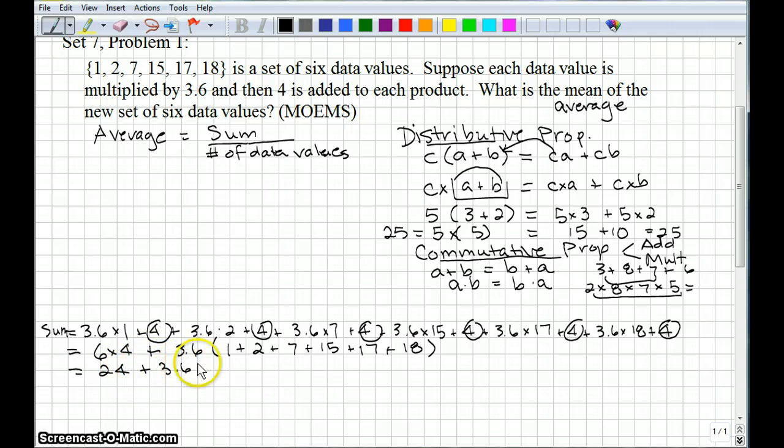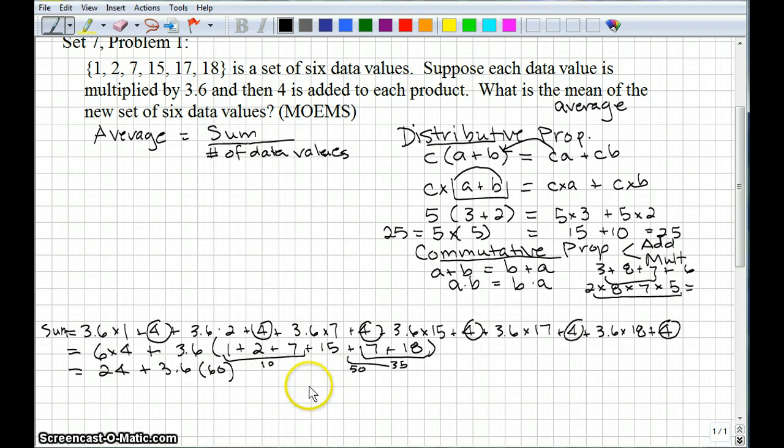And we have 3.6 times, now I'm going to try to figure out a way to make my addition easier. I'm seeing 1 plus 2 plus 7, and that's 10. And I'm seeing 17 and 18, that's what, 35. And if I add 15 to that, that gives me 50, right? Okay, so I have basically 50 plus 10. So I'm going to say 3.6 times 60. All right, so far, so good.